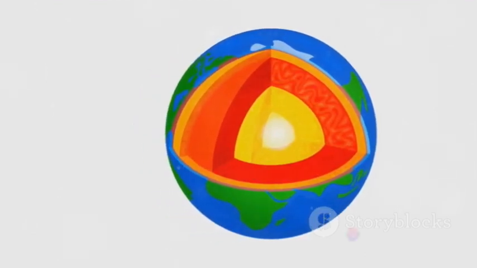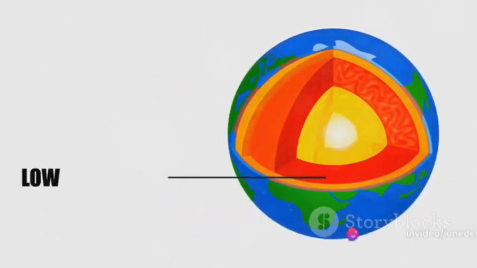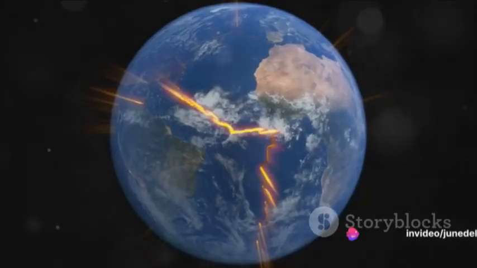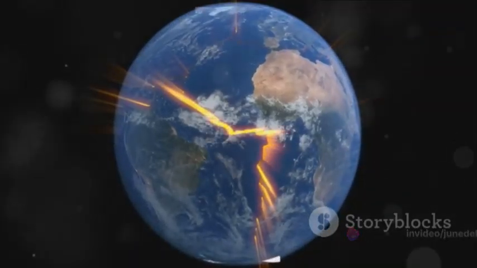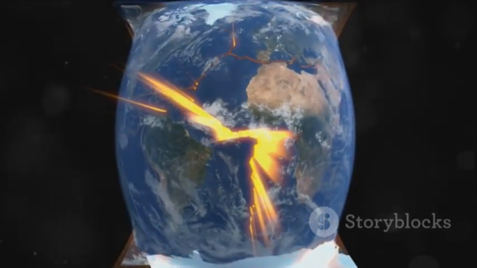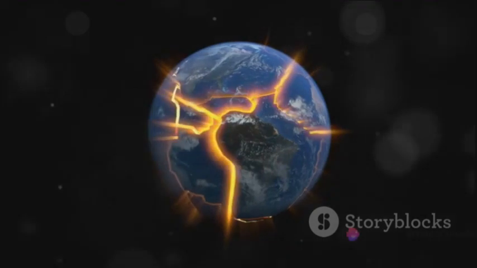These tectonic plates are like giant rafts floating on the semi-fluid mantle below. They're constantly jostling for space, moving away from each other, colliding or sliding past each other. And it's exactly at these points of contact, these plate boundaries, where the magic of geology really happens.